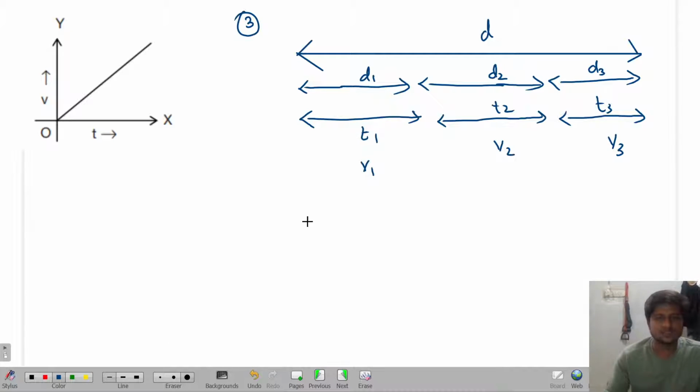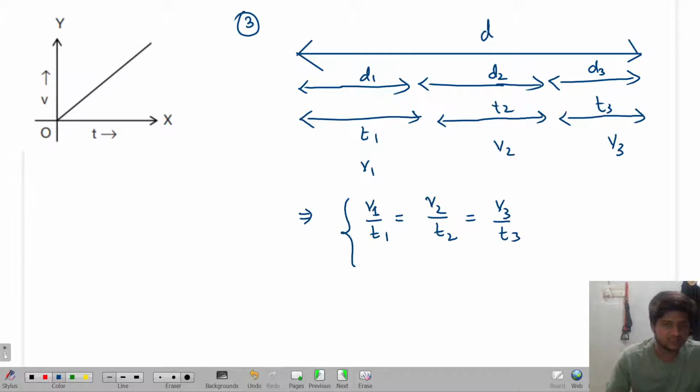Now, if I am traveling in such a way that v1 by t1 is equal to v2 by t2 is equal to v3 by t3. If this condition is followed over here, means if v1 is equal to v2 is equal to v3, and t1 and t2 and t3 are also similar, so what is going to happen? We know now that velocity by time is equal to acceleration. So here I will get one acceleration, here also I'll get one acceleration, and here also I get one acceleration.